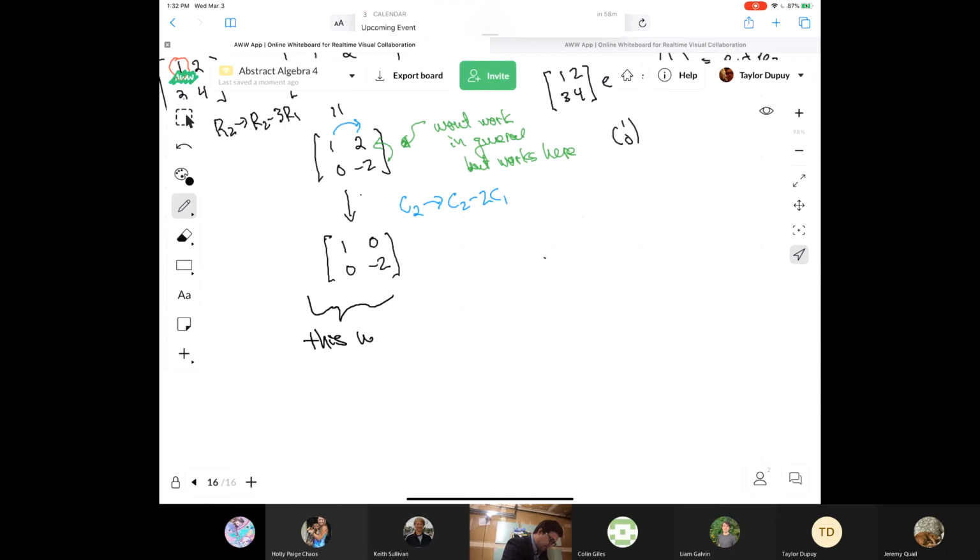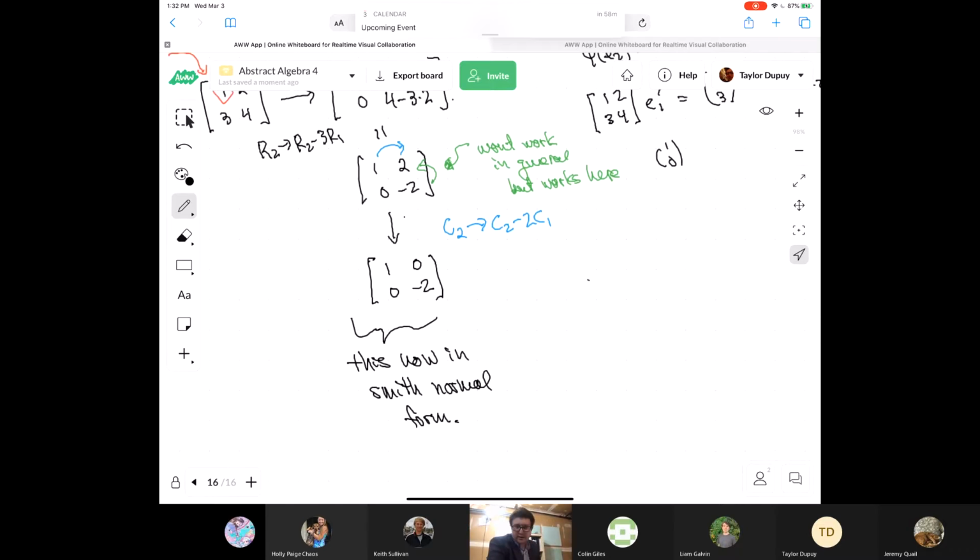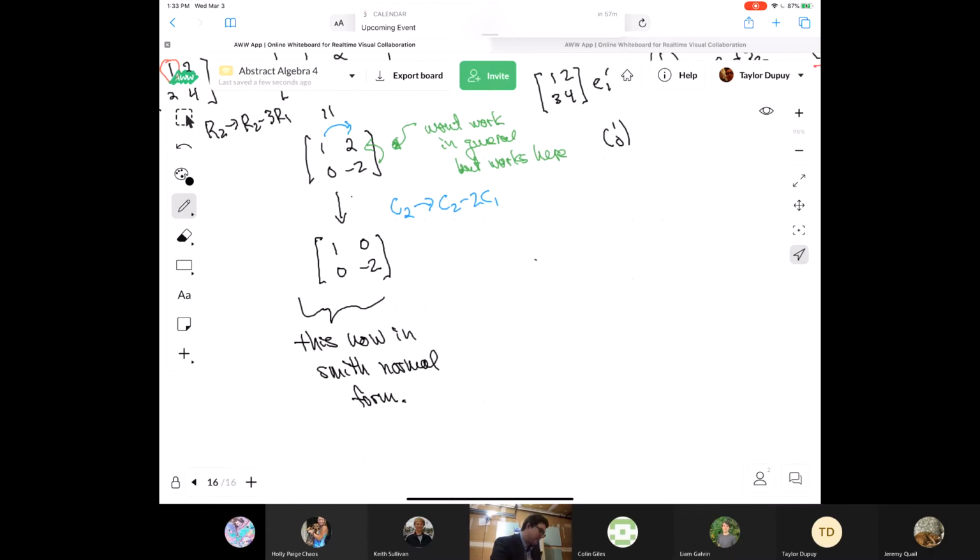So now this is in Smith normal form. You were saying that there were no ones in the diagonal? I mean, there are ones. So let's see what happens.